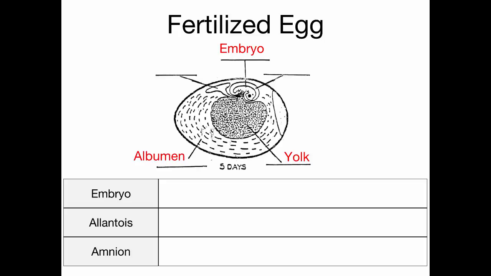The albumin is what we would call the egg white, the liquid part that fills up most of the egg. You have a couple of membranes in there: the allantois, and the amnion, which surrounds the embryo. Those are the parts of a fertilized egg. The embryo is the actual developing chick, the developing bird, and it grows in size as time goes on.